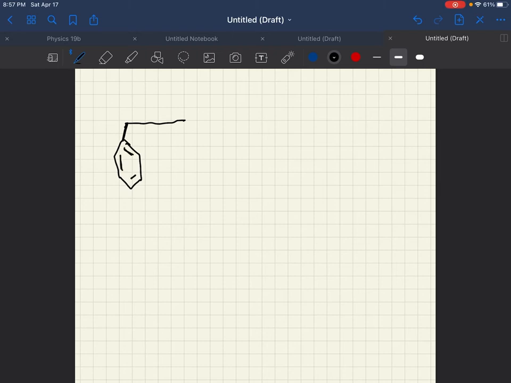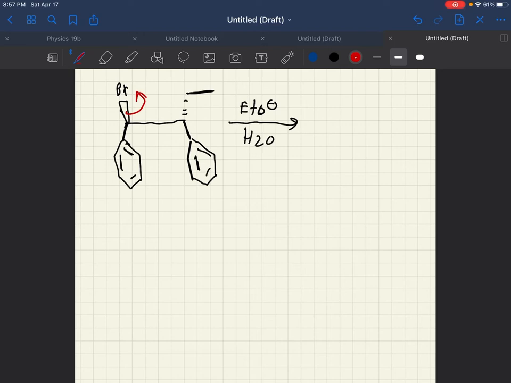It's a benzylic ring, Br. Another benzylic ring. And then we're going to react this with EtO-, and H2O is going to be our solvent. So we know that this is definitely either going to be E2 or SN2. When this leaves, you're going to have a secondary carbocation, so still SN2 or E2.